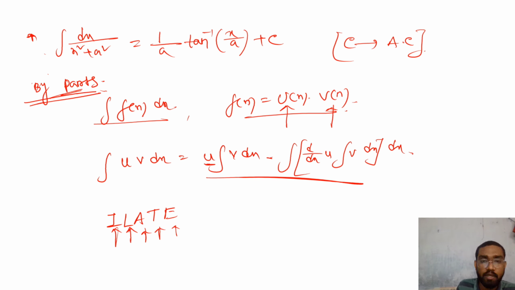So if here u and v are the multiplication of two functions, let us consider if u is a trigonometric function and v is an inverse function, then we have to choose v as the first function and u as the second function, because here I is the first letter and T is the fourth letter, so I becomes first and then T. So v is the first function and u is the second function.